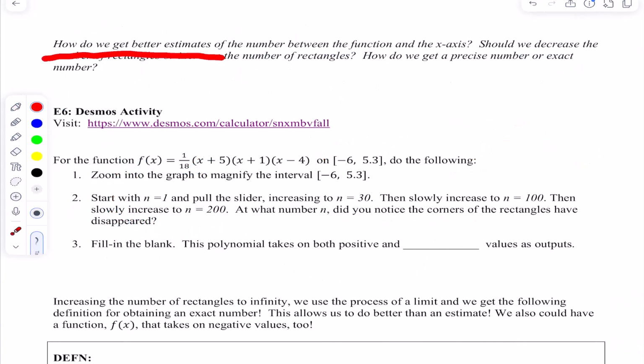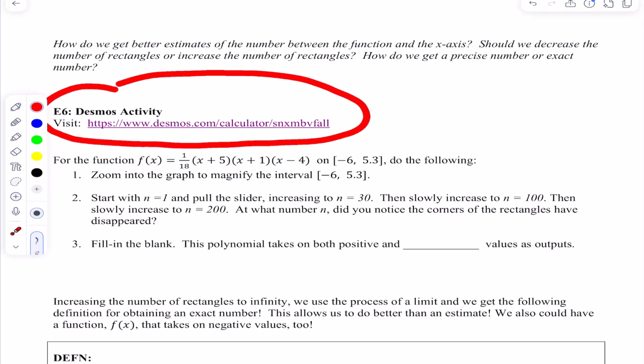How do we get better estimates of the number between the function and the x-axis? Should we decrease the number of rectangles or increase the number of rectangles? How do we get a precise number or even an exact number? Let's dive into a Desmos activity to find out.